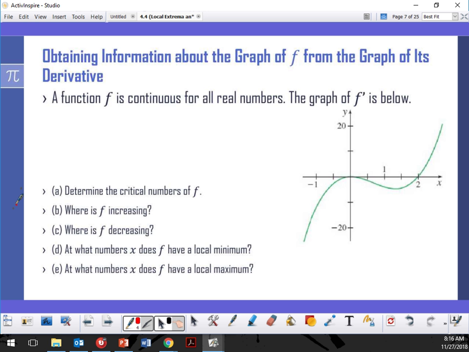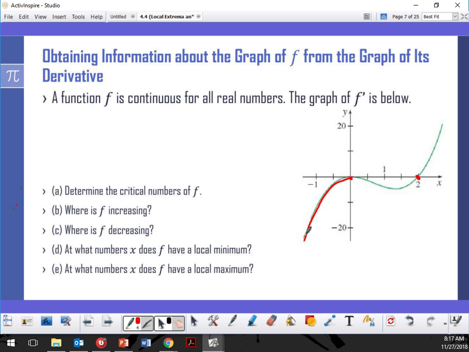Okay. So at this point right here, and this point right here, what does that say? f prime of x equals 0. That is correct. So it's the critical number. But it means that my slope is 0. That's important. Since I'm talking about the graph of the derivative, this is where my slope is equal to 0.